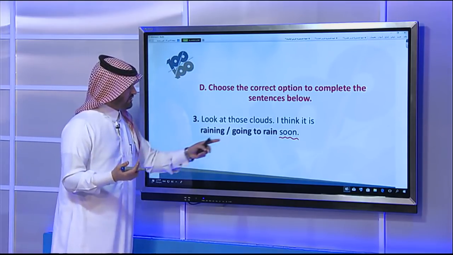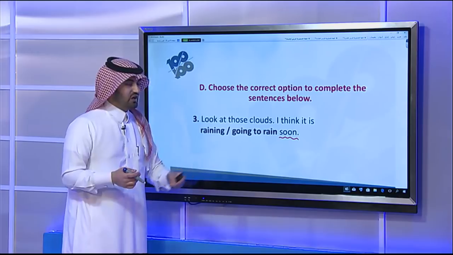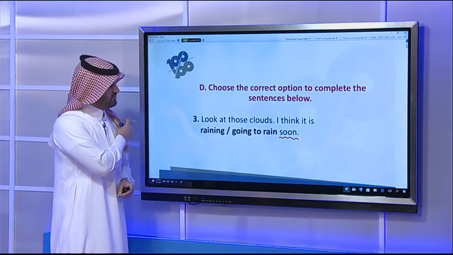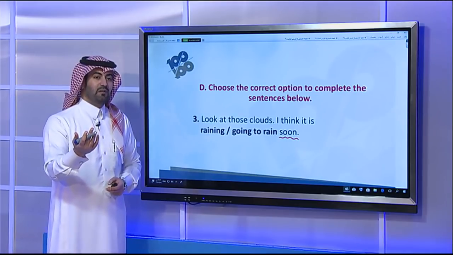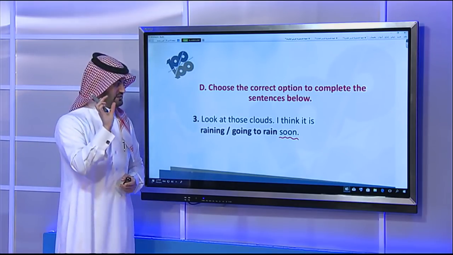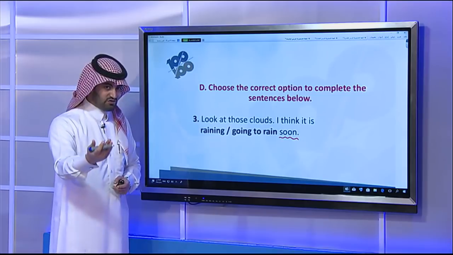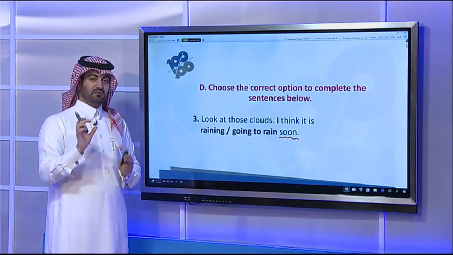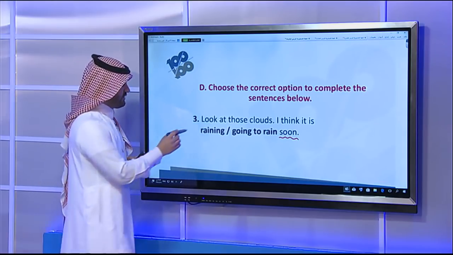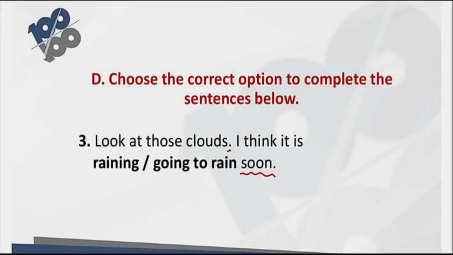But when I say, I think, you are giving your opinion, okay? Going to rain: we use going to for predicting something will happen in the future, but based on evidence. Predict something will happen in the future, but based on evidence. What is your evidence? When he says, look at those clouds, this is our evidence for the prediction we are making.